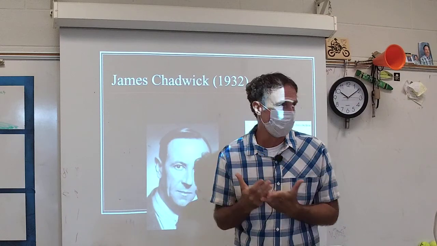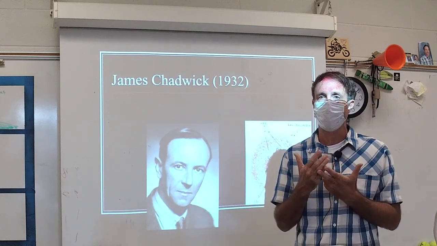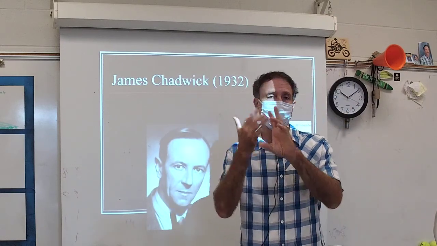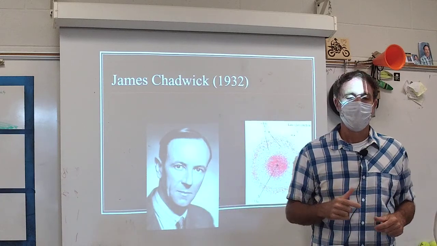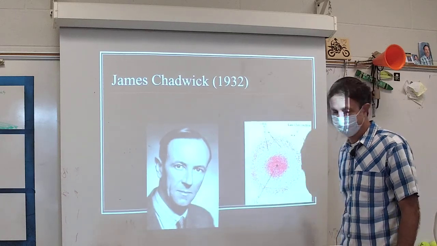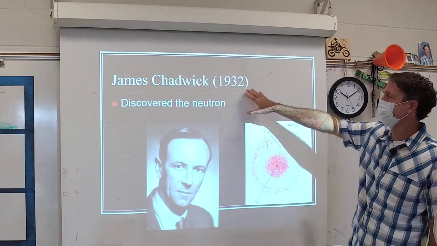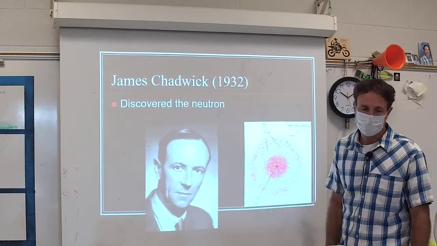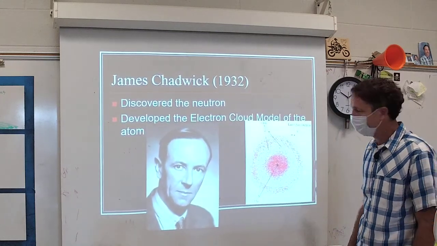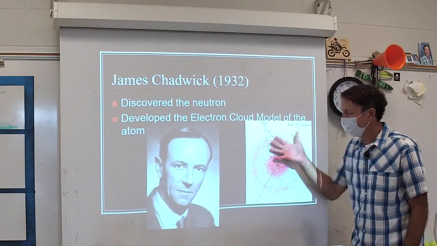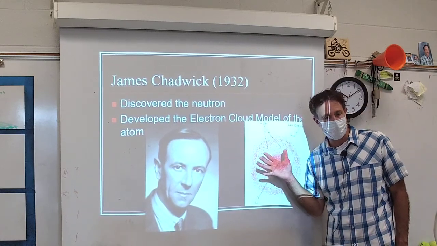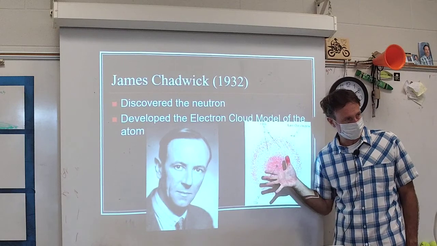And then now we've got one more particle left that hasn't been discovered. What's that? We've got protons, electrons. What's missing? The neutron. James Chadwick. This is much later. This is 1932. He discovers the neutron, and he develops our modern theory of the atom, which is the electron cloud.